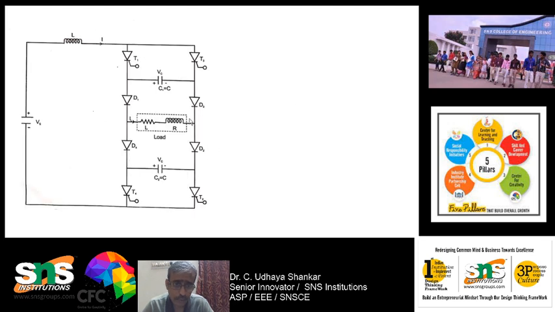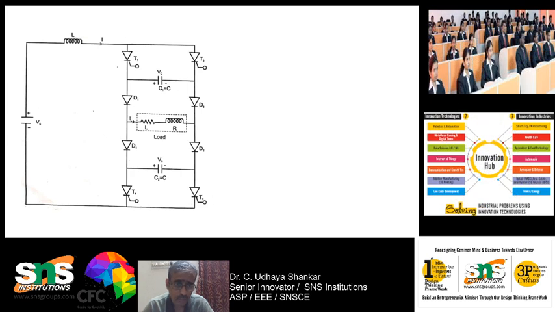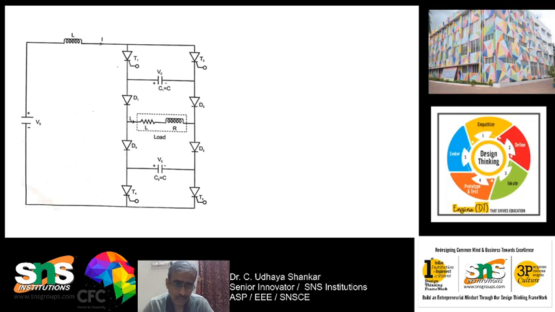Next, if we go for RL load, the capacitor compensated current source inverter will fail. There are some problems if you use the same capacitor compensated current source inverter for the RL load. So in order to achieve it, we are going in for the ASCII. This is nothing but your ASCII, that is auto sequentially commutated current source inverter. So this is the circuit diagram of your ASCII.